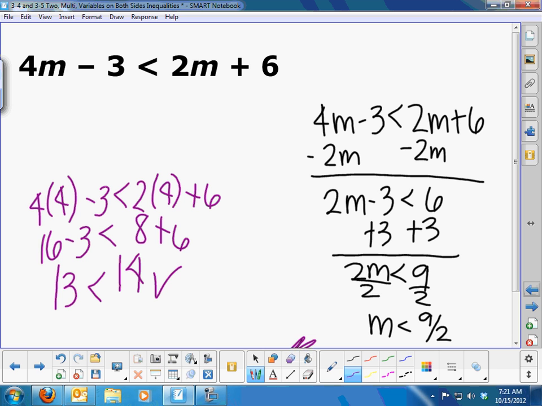Oh, we are finished. Hopefully solving two-step, multi-step, and variables on both sides with inequalities makes sense to you all.